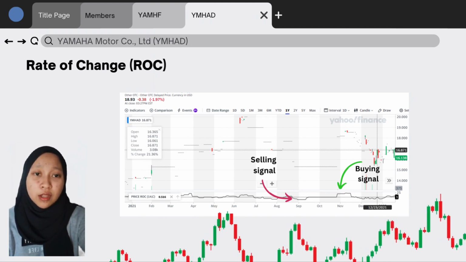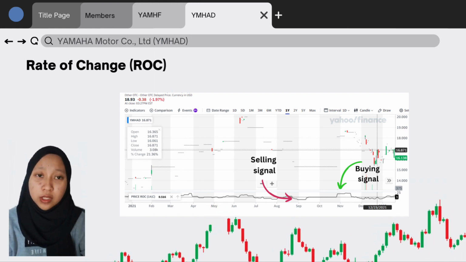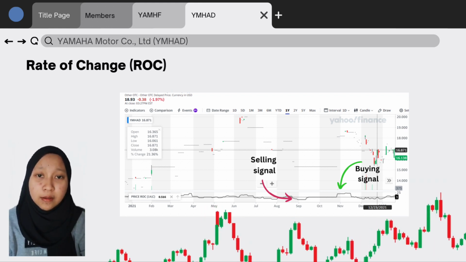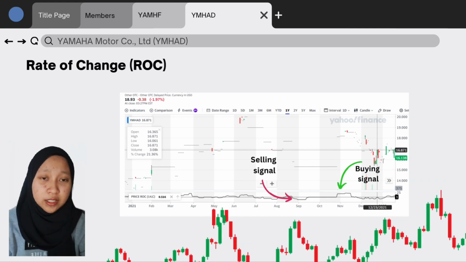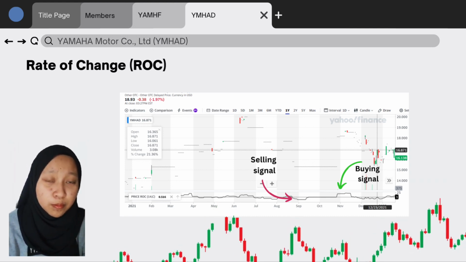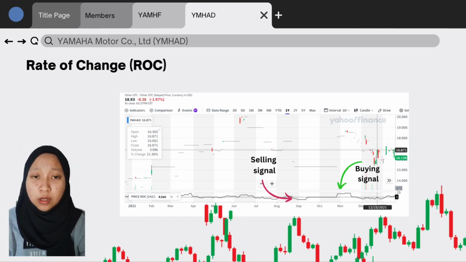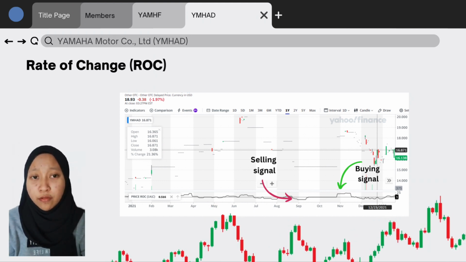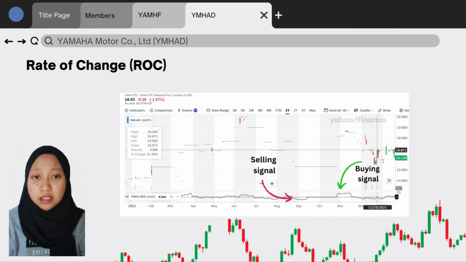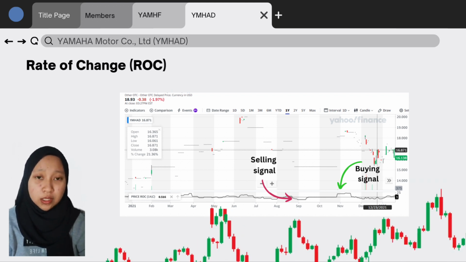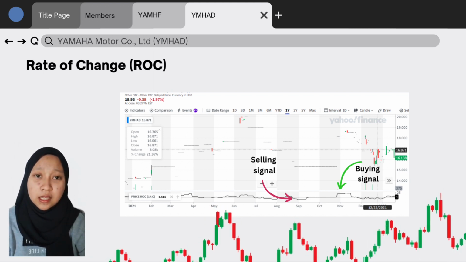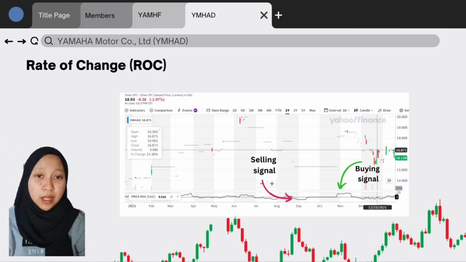Late in 2021, the ROC fluctuates around the zero line. The matching price movement on the main chart indicates both positive and negative momentum periods. Early in 2022, the ROC falls below zero. It's suggesting a price decrease from 2 weeks ago, indicating bearish momentum.